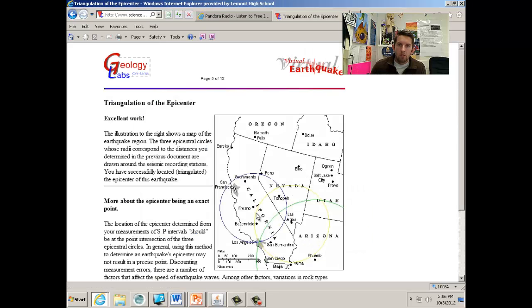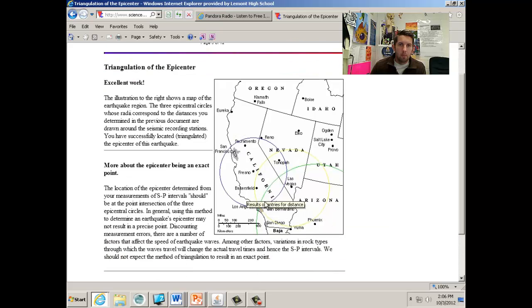So, we triangulate these. What do we get? Well, here's our different circles. We've got Vegas in the center. Here's our epicentral distance. The radius is the distance from this seismograph to the epicenter. Here's Phoenix. That radius is the distance from the seismograph station to the epicenter. Okay, somewhere in this radius. And here's Fresno. The radius is once again the distance. We got distance using that.